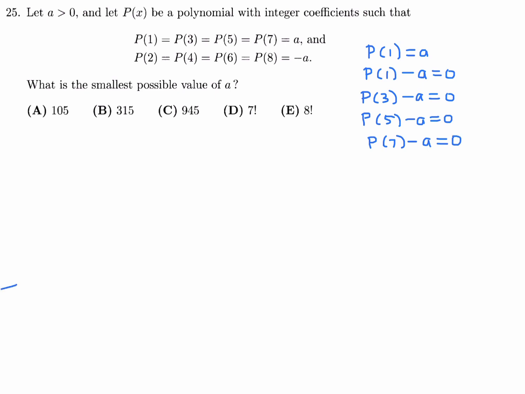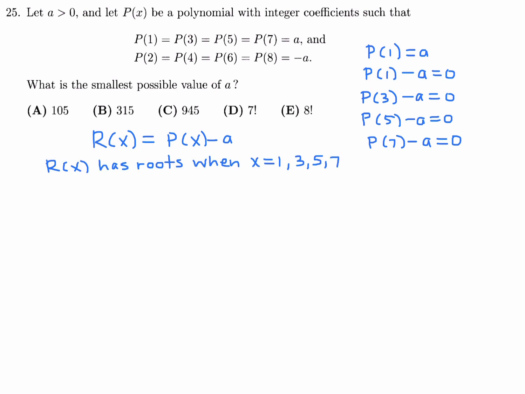All right? So what we can immediately do is introduce a polynomial. Let's call it r of x, and we'll call that p of x minus a. And since p at 1, 3, 5, 7 minus a equals 0, that means that this polynomial has roots when x is equal to 1, 3, 5, and 7. So, since those are the roots, we can write it as follows: x minus 1, x minus 3, x minus 5, x minus 7.